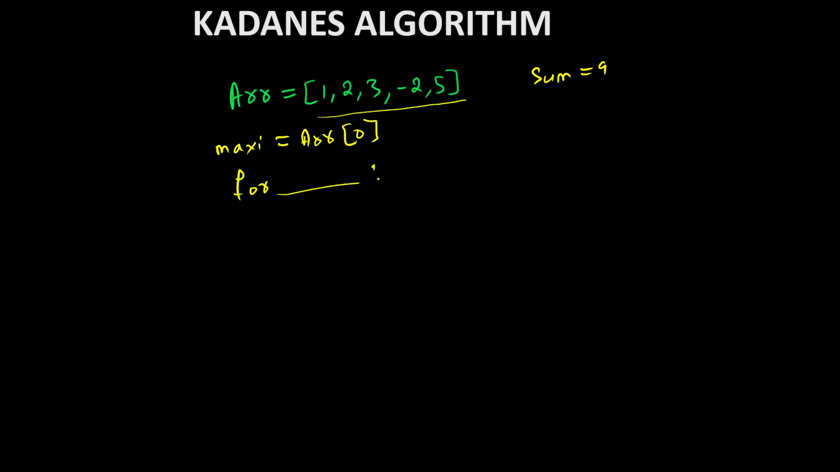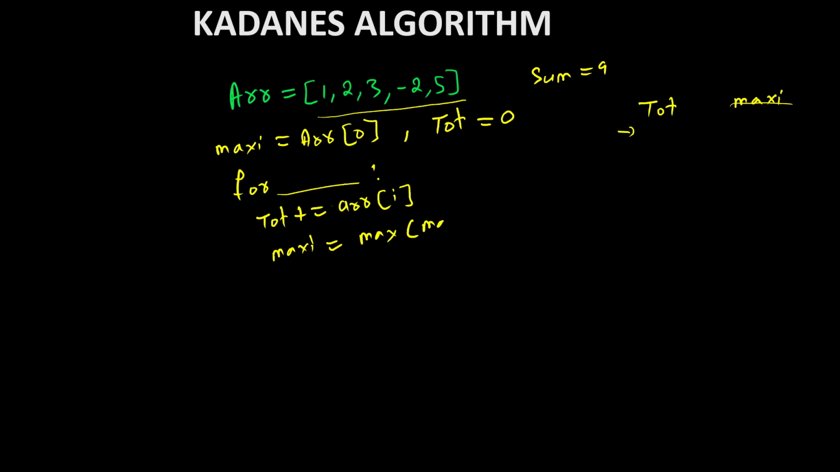We are going to use one more variable. Let us call that total, and total will be initialized to 0. Now we're going to iterate all the elements and we will update the total value. Let us write down total values here one by one in each iteration. This is just basic code: total plus equal to array element, whatever will be coming. And maxi will also get updated. We have to take max of maxi and total variable. Let us start our array.